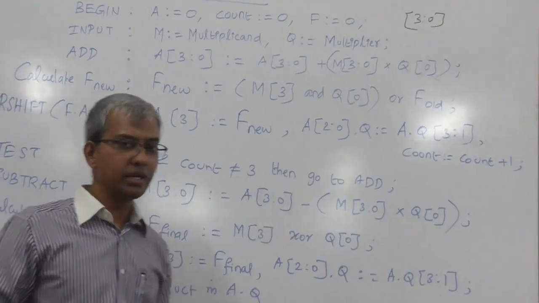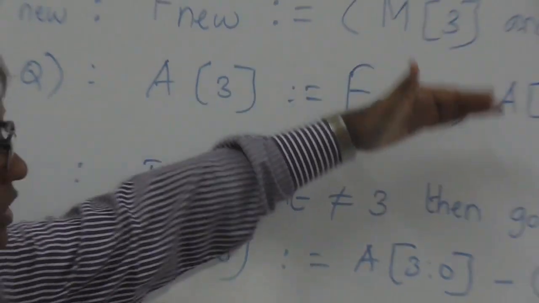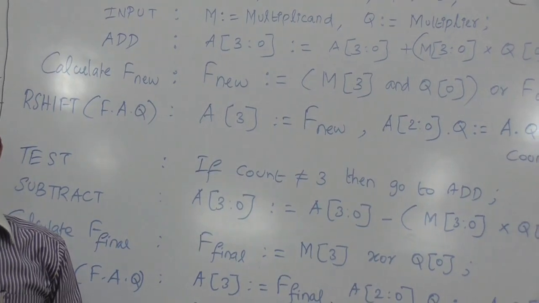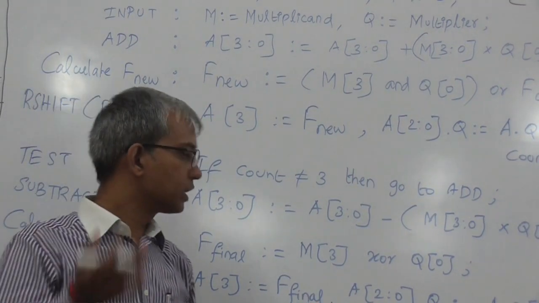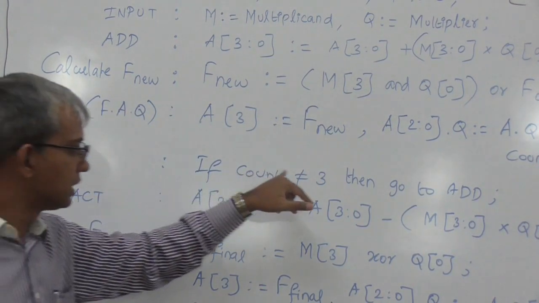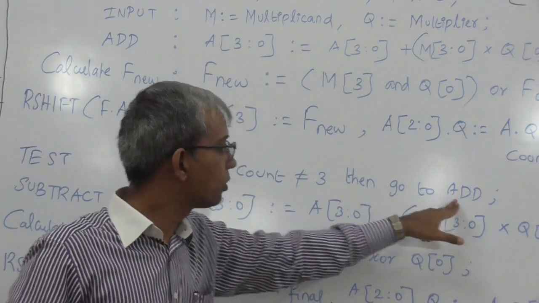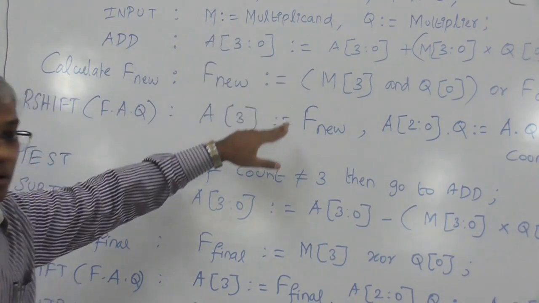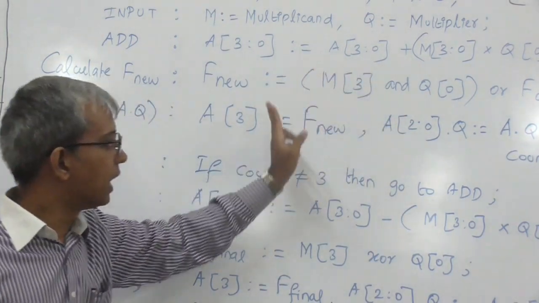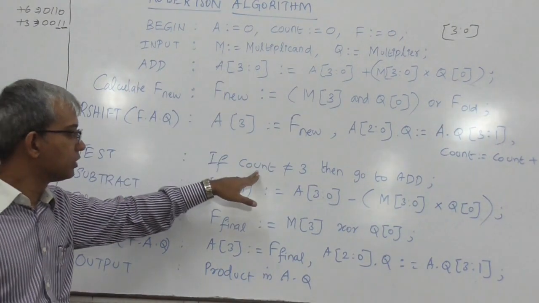Why did I put 3 here? Because we have to iterate all the steps only up to the sign bit of your multiplier. After that, when it comes to the sign bit, the operation will be different in the Robertson algorithm. So up to the sign bit, till the count reaches 3, I have to redo this iteration. If count is not equal to 3, then go to add. Add is here. Repeat all the steps: perform the addition, calculate the new value of F, then do the shift operation and increment the count. You have to iterate again and again until you reach this count value.